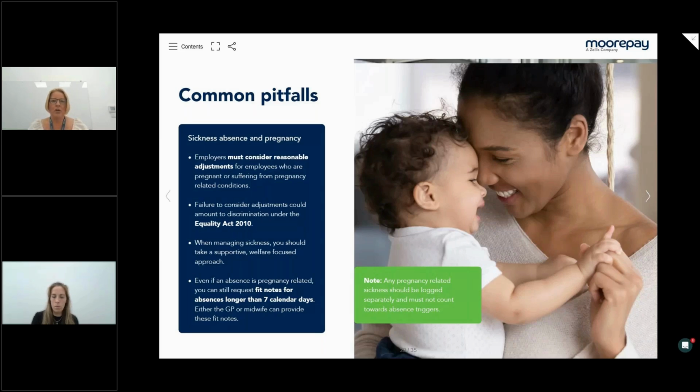So just make sure you are being fair and reasonable, treating everyone the same, and considering, is this sickness pregnancy related? If yes, do I need to take more care? The answer would be yes. And just an important point to note that pregnancy related absence shouldn't be counted towards any absence triggers. So maybe you've got a process where you discipline after 3 absences, you should remove pregnancy related absence from that trigger point. Or if you use the Bradford factor, any pregnancy related absence shouldn't be included in that Bradford factor calculation.